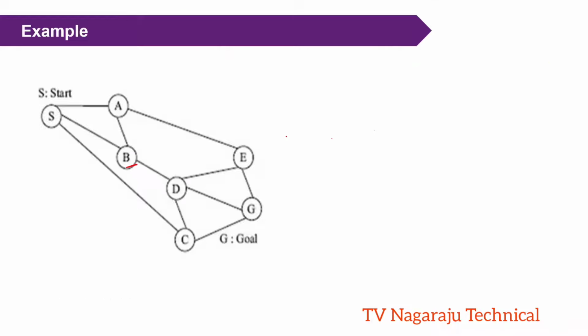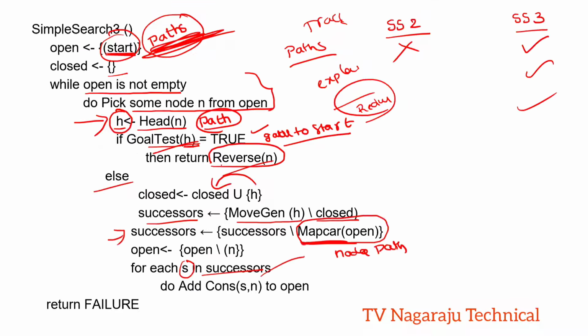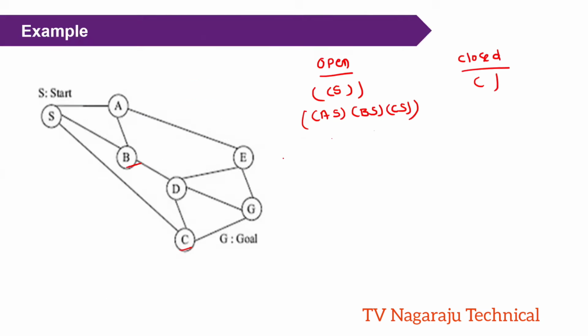Now consider this example. Simple thing, I am maintaining two data structures, open and closed. Observe, initially I am choosing the path S. And what about closed? Initially, closed is empty. After that, my open consists of the successors of S, A, B, and then C. Here you are writing in the form of paths: AS, BS, and CS. Now observe carefully, here I am writing in the reverse direction. That is the reason whenever you find the answer, I am doing the reverse operation.